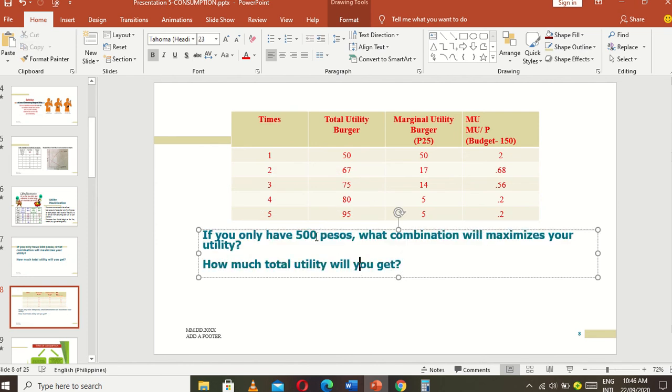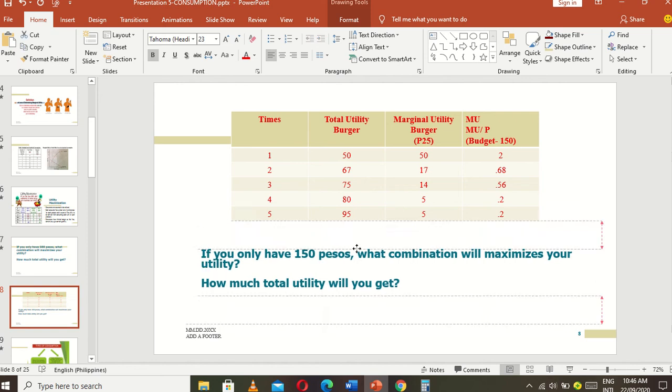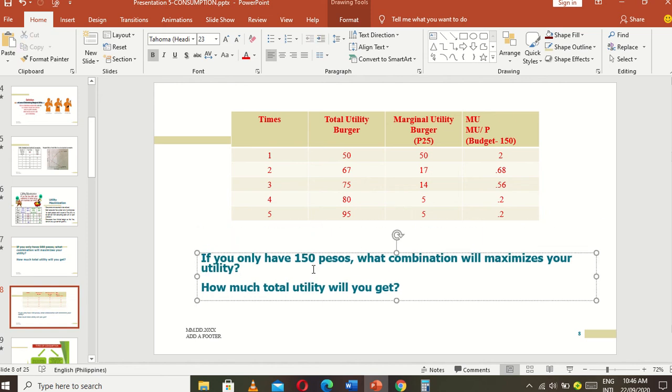Let's change the question. If you have 150 pesos, what combination will maximize your utility? How much total utility will you get? When you say combination, it could be not just one product; it's a combination of a burger and a juice. But in this case, we just have the burger. So if you have 150 pesos, how many burgers can you buy to maximize your utility?